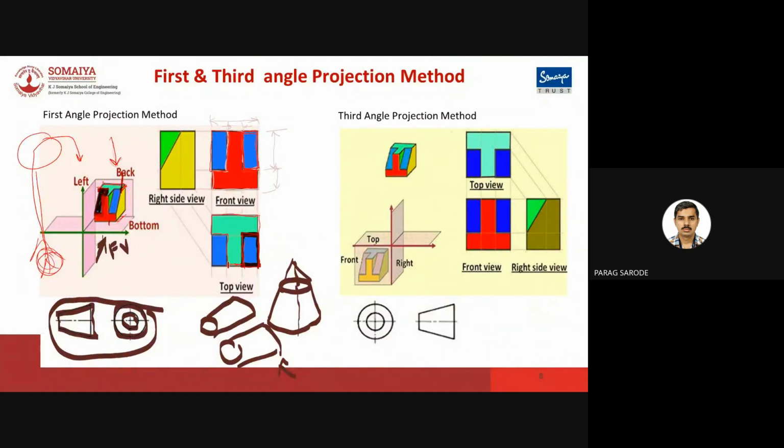So how do we start? We take the reference edge of this, we draw this, then draw this edge, then we draw the left edge this way, and then we draw this right side edge. Correct? And the remaining portion we have already drawn. This way we will be able to complete the top view.